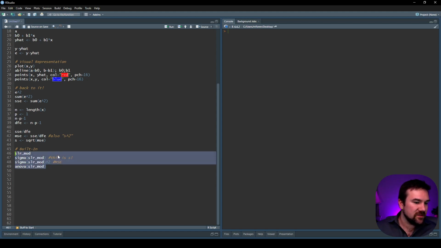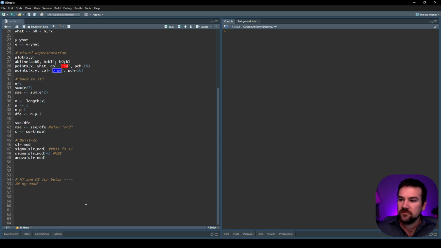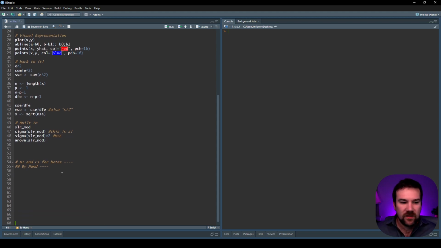That's just some built-in ways to get some of the components that we need as we're building up to our inference stuff. But now it's time to do tests and CI for our betas. And remember, beta is the population slope and intercept, beta 0, beta 1. Let's show these by hand, and then we'll do the built-in stuff. Cool. All right. So we are going to start with our b0.